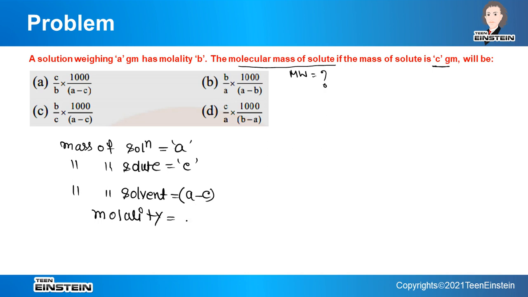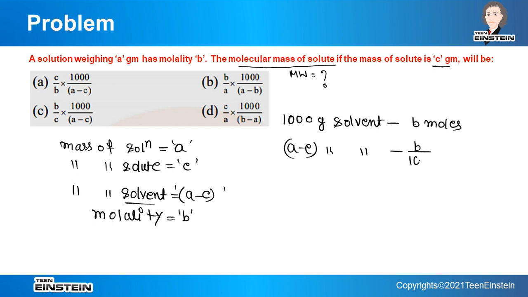Now according to the definition of molality, what we know is that it is the number of moles of solute which is present in 1 kg of solvent. So we can write that 1000 gram solvent contains B moles. So in our case the mass of solvent is A minus C. So A minus C gram solvent will contain B divided by 1000 multiplied by A minus C. So this is the number of moles of solute, and we have to find out molecular weight of solute.